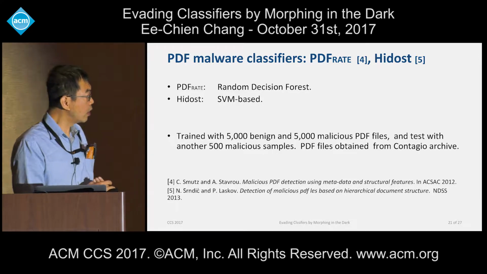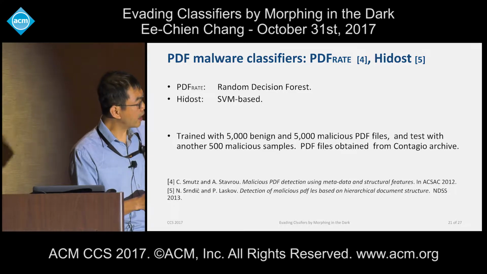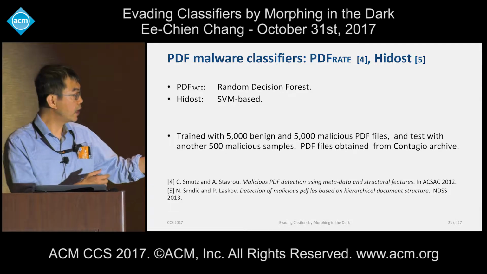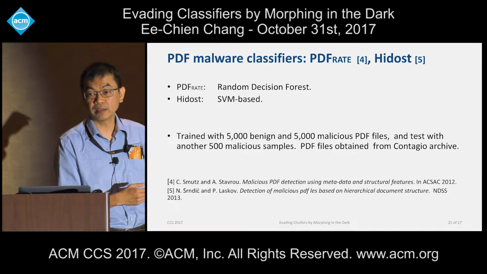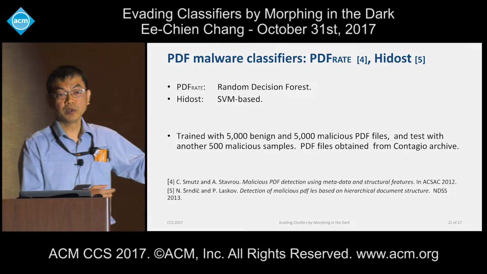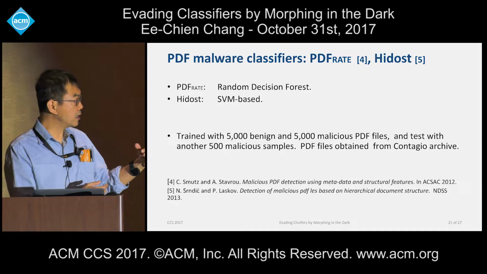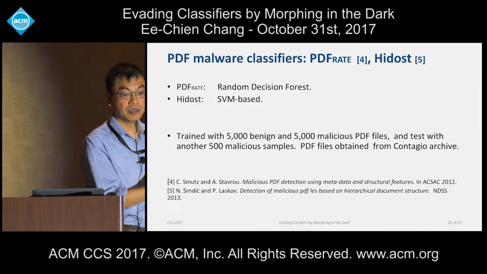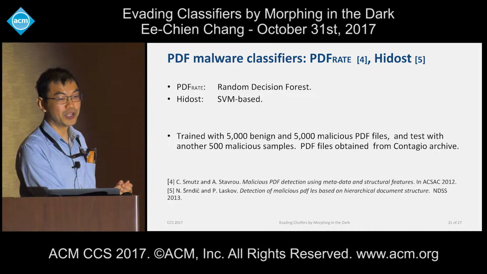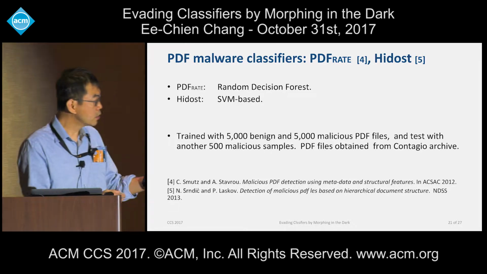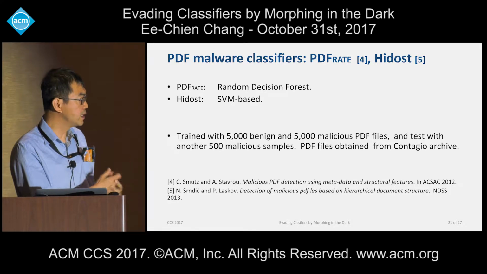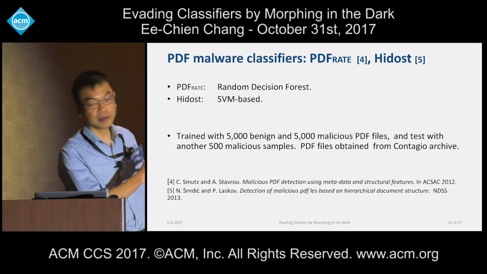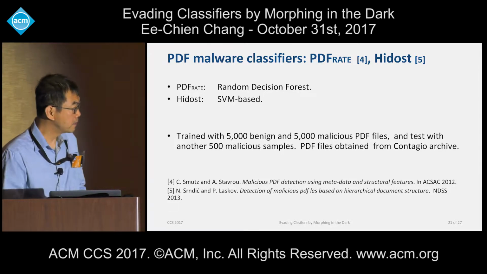There is a question on whether we should choose another 500 malicious samples for the testing, or should we use the 500 malicious samples in the training data set for evasion? Intuitively, it's more difficult to evade the training data set, because it's trained to reject that. So we have tried both, and we didn't see any noticeable differences. So in this paper, we report the one using another 500 malicious samples.